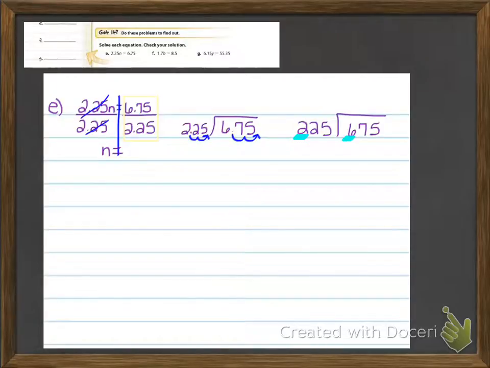So look at the 2 and look at the 6. And I'm going to ask myself, how many times does 2 fit into 6? Well, hopefully you guys said 3. And it gives me a good starting point.